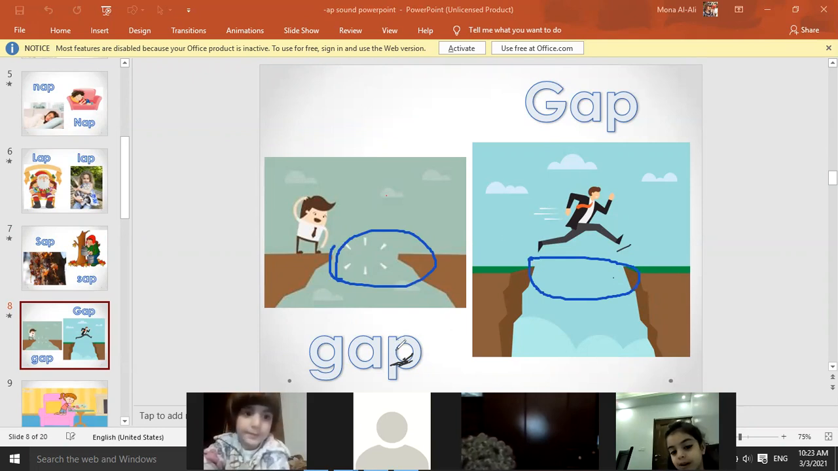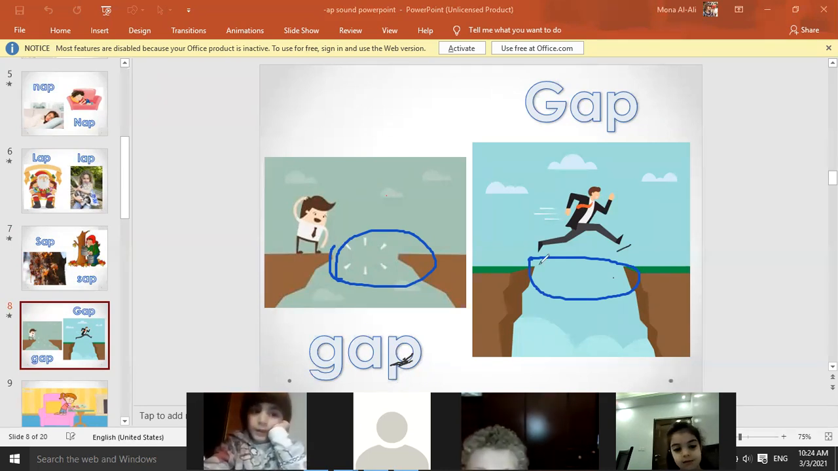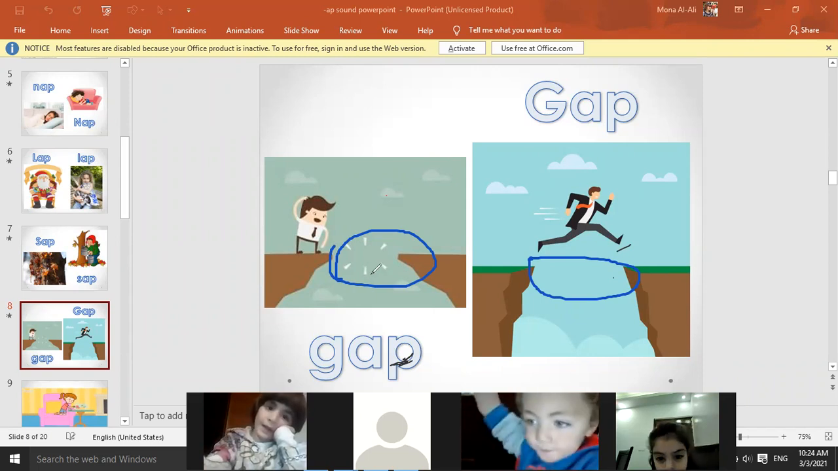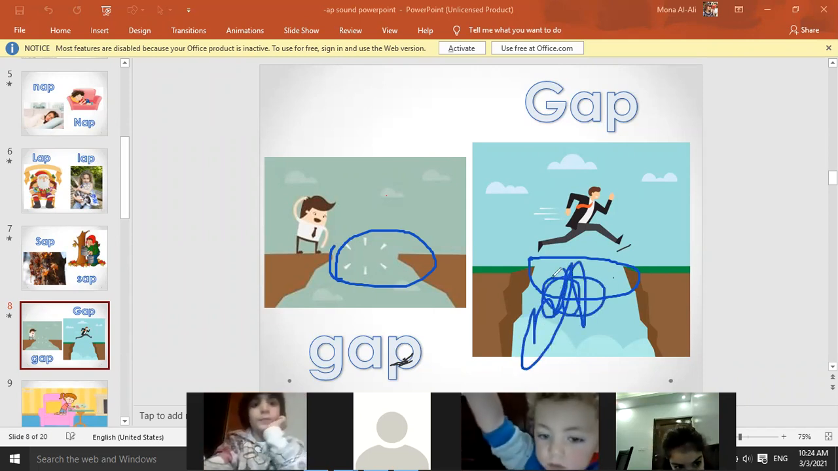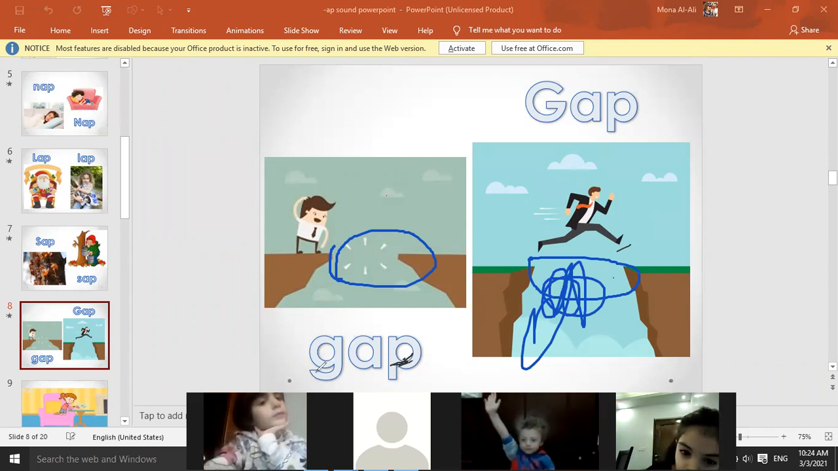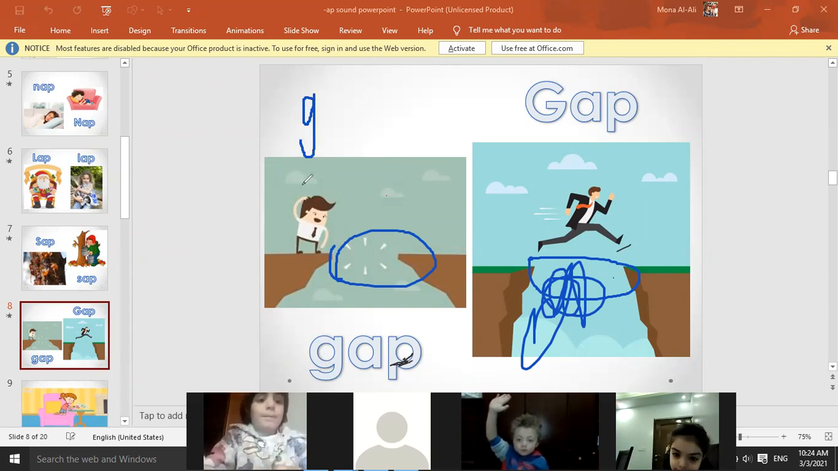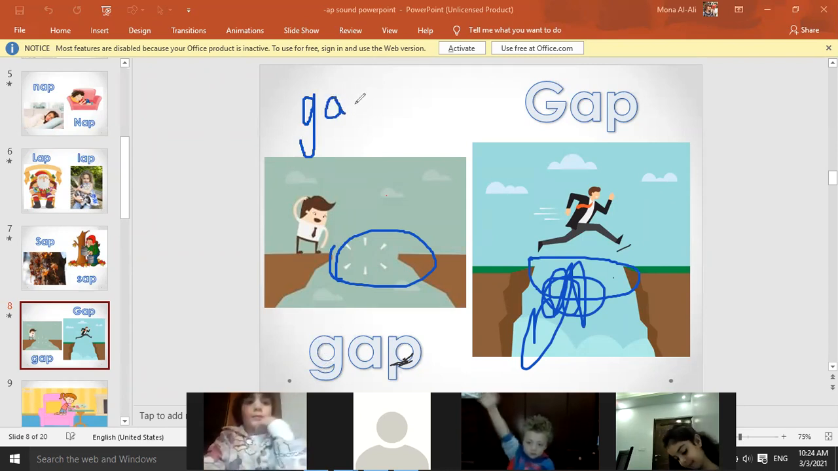Its name is gap. Yani, it's a hole between two things. For example, when you lose your teeth here, you have a gap between the two teeth. Gap. It's a hole between two objects or between two things. Okay, repeat after me, gap. G and up, gap.